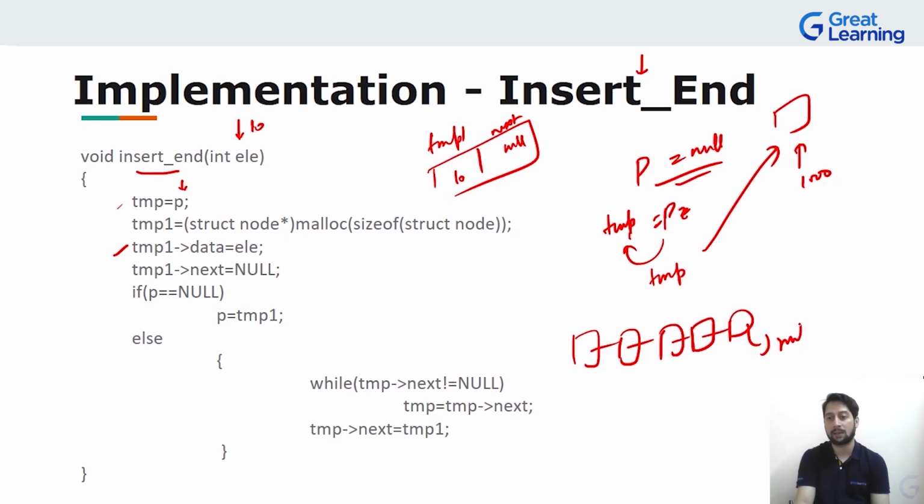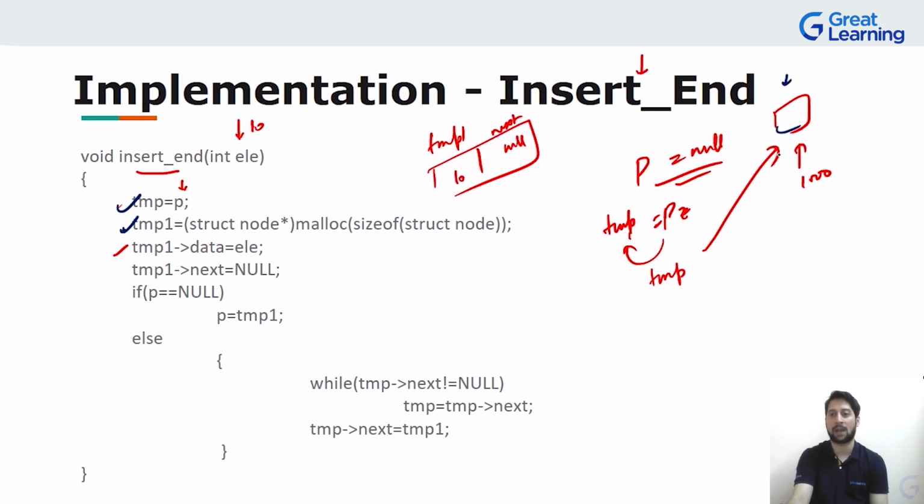It is always null if we talk about a singly linked list, not in a circular linked list wherein this will be storing the address of the first node. Since we are implementing this using a singly linked list, every time the next part of the last node will be null. So every time we will be creating a new node and its next part will be null. Done. These two steps are done, and we have this temp pointing to this node.